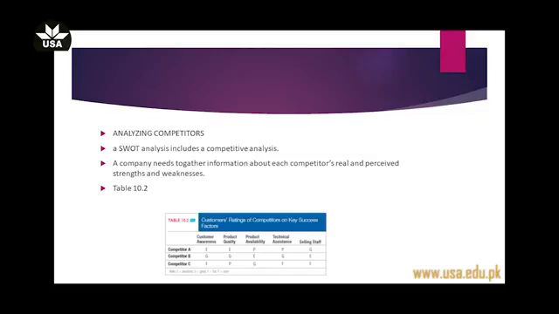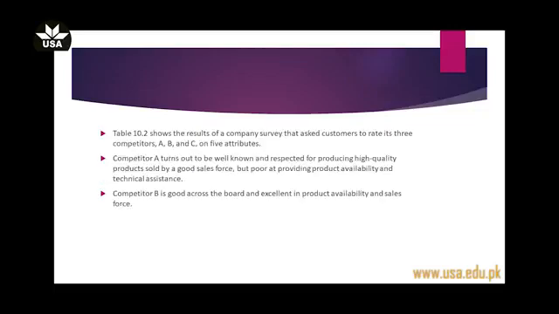Competitor C is maybe poor at product quality. They are good at product availability. They are fair at technical assistance, and they are fair at selling staff. Now see what the analysis is. Table 10.2 shows the results of a company survey that asks customers to rate its 3 competitors, A, B, and C, on the 5 attributes as I told you.